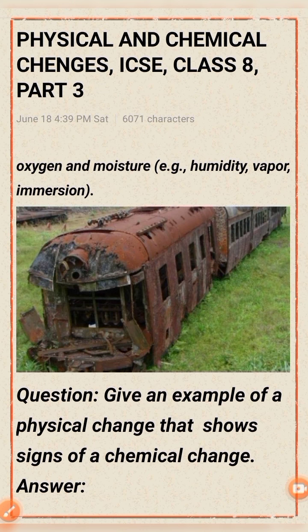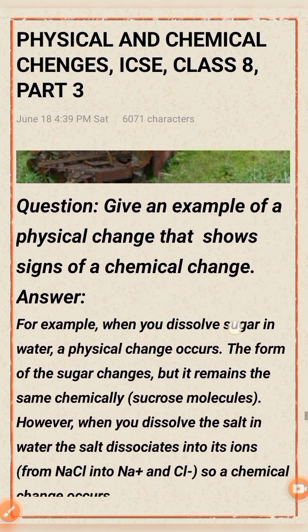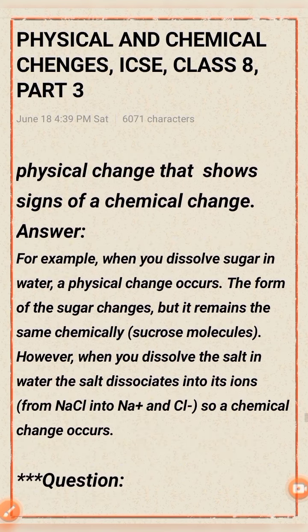Next, give an example of a physical change that shows signs of a chemical change. For example, when you dissolve sugar in water, a physical change occurs. The form of sugar changes, but it remains the same chemically, a sucrose molecule. However, when you dissolve salt in water, the salt dissociates into ions, NaCl into Na plus and Cl minus, that is, cation and anion. So a chemical change occurs.